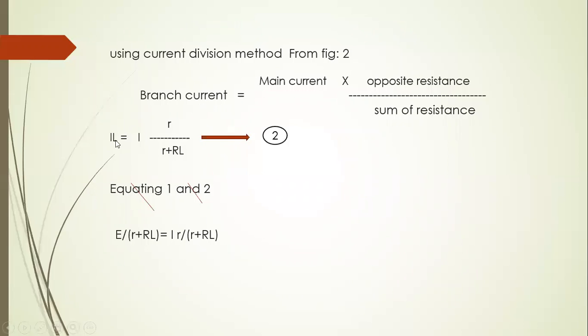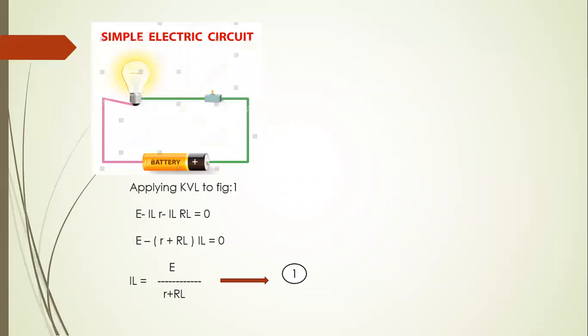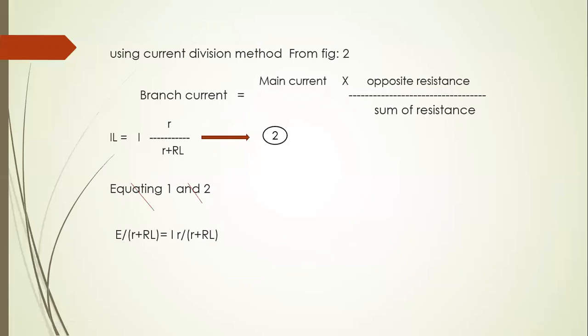So the branch current over here is IL, equal to the main current I, opposite resistance for this branch current is R, and the sum of resistance is R plus RL. Equating equation 1 and 2. Equation 1 was this, equation 2 is this. Equating 1 and 2, the denominator gets cancelled. All the LHS remains the same.